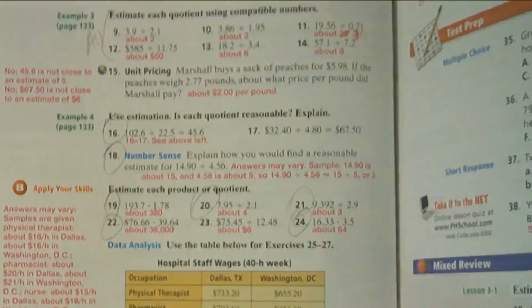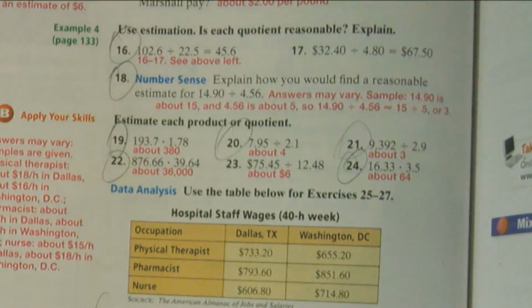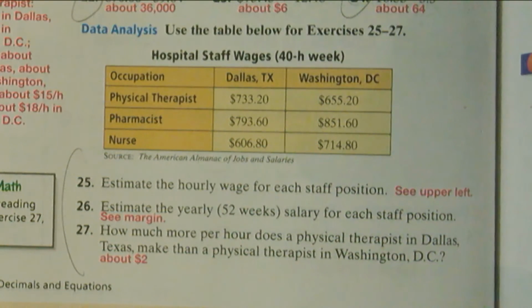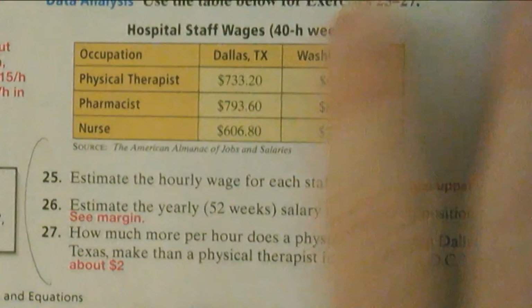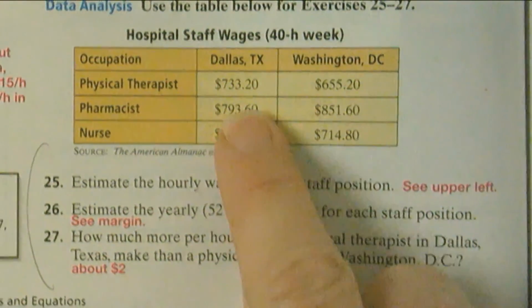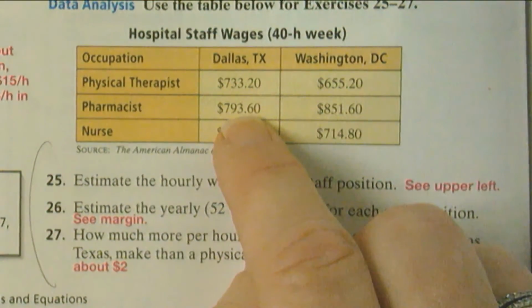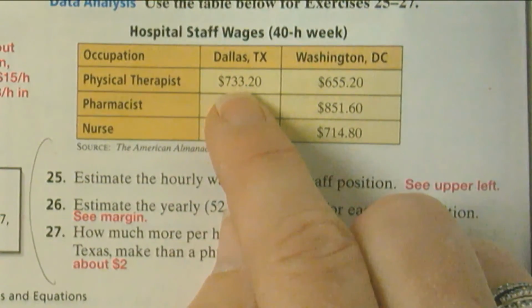Okay, so if I take a look at 27, Emerson, this is one we were talking about, right? Yeah, okay. So if you take a look at number 25, it's telling you to estimate each hourly wage. So you should have written this table down, and I know you weren't asking for 25, but $733.20, what would you round that to, or estimate that at?